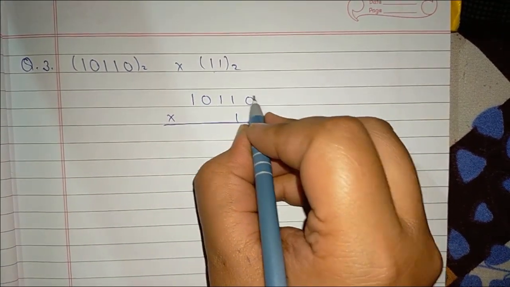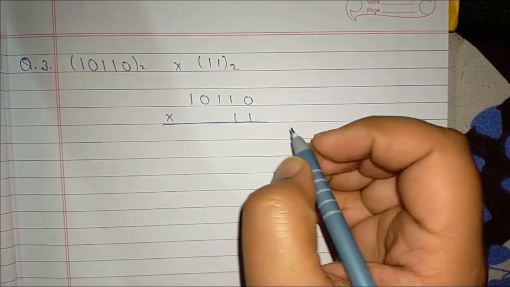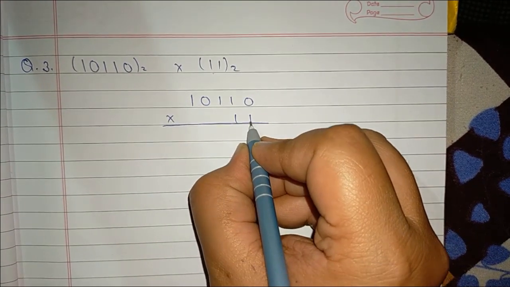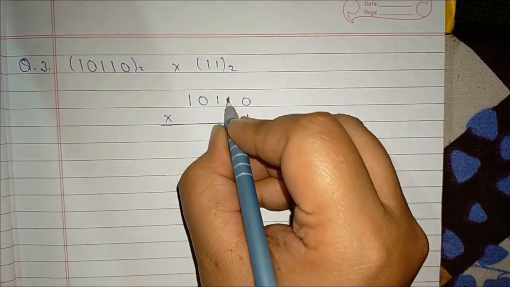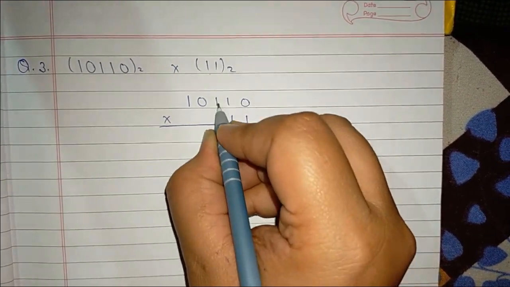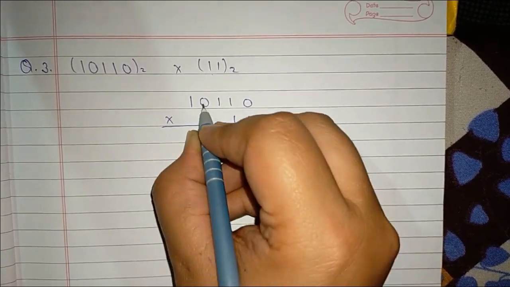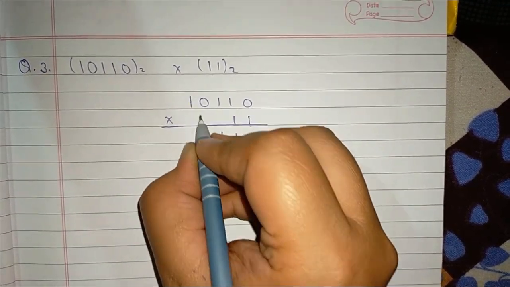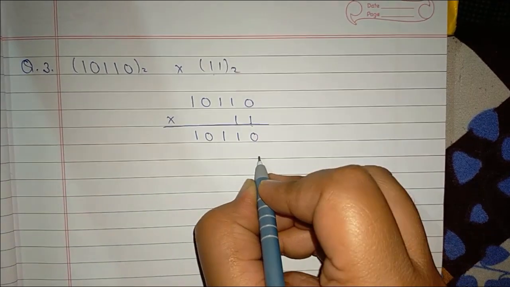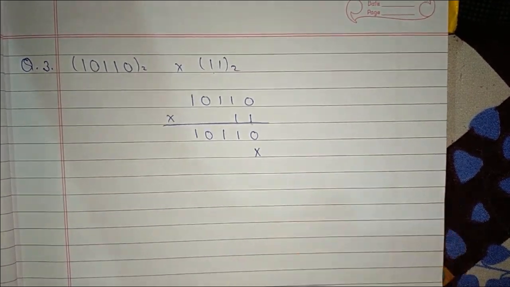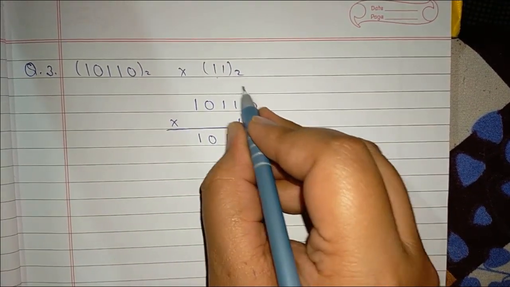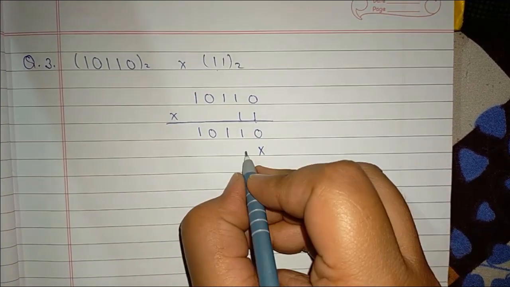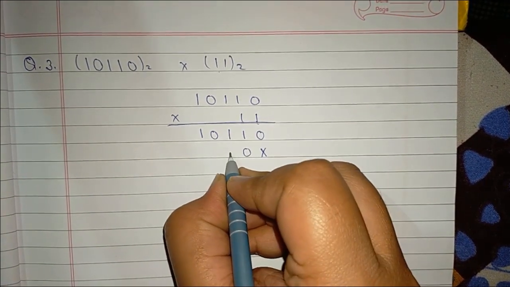So first you have to multiply this above number by this 1. Your result will be the similar number. That will be 1 multiplied by 0 will be 0. 1 multiplied by 1 will be 1. 1 multiplied by 1 will be 1. 1 multiplied by 0 will be 0. And 1 multiplied by 1 will be 1. Now over this side we have to place a cross. And then again we have to multiply this above number with this 1. So the result will be the similar one as the previous one.